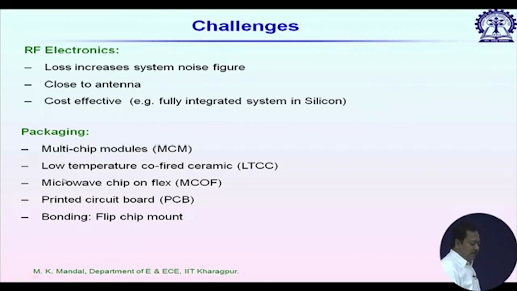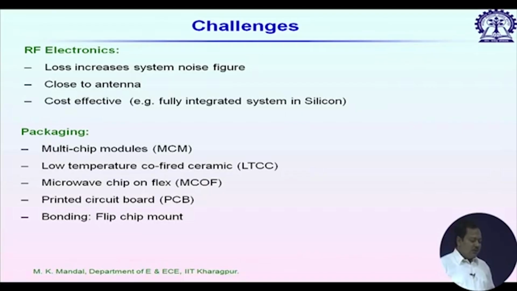So, this MCM or multi-chip modules, it can be fabricated using low temperature co-fired ceramic technology, or more popularly known as LTCC, using microwave chip on flex. So, basically it is one type of flexible laminates. Also, we can use conventional printed circuit board technology or laminates to integrate these multiple chips.